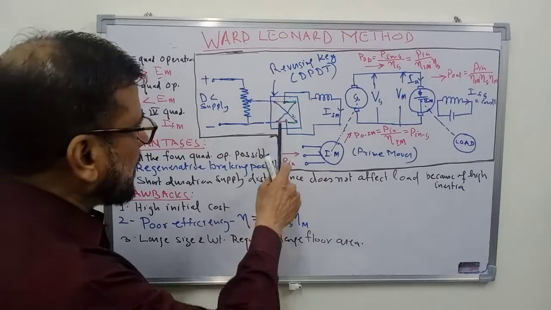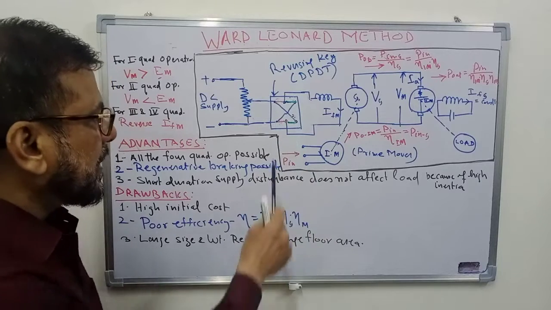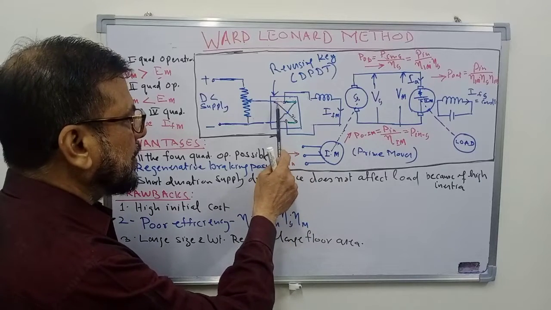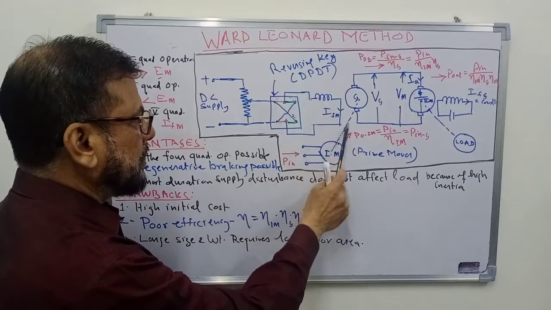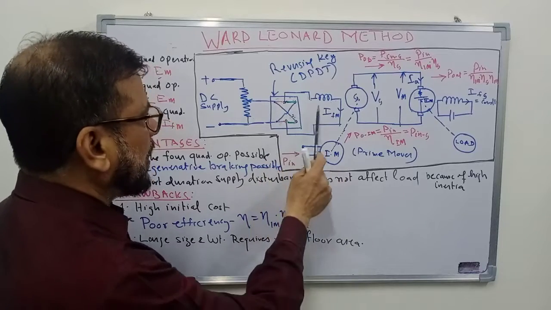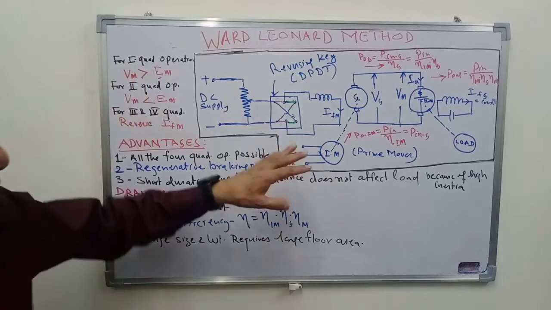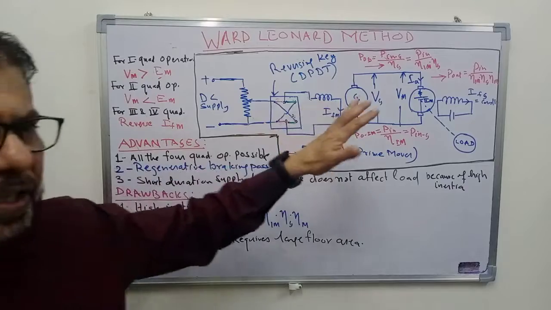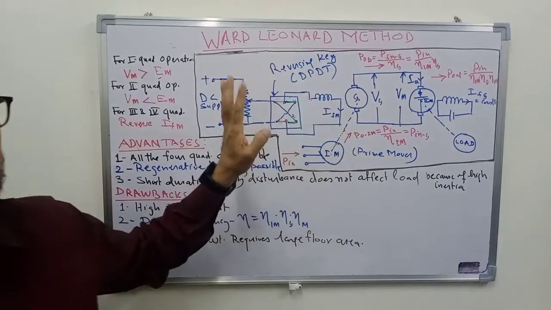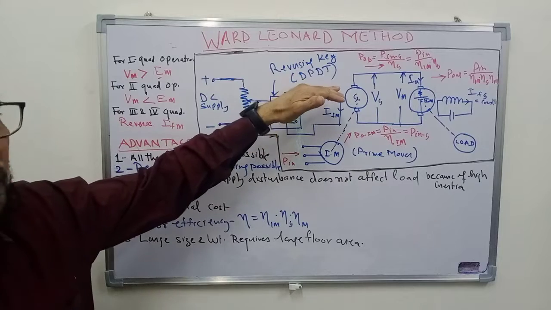Here I have shown a variable or reversing key also. You can connect the terminals here for positive direction of field current and you can connect on the other side to have a negative flow of current like this. So you can easily change the direction of the field current by using this double pole double throw switch.